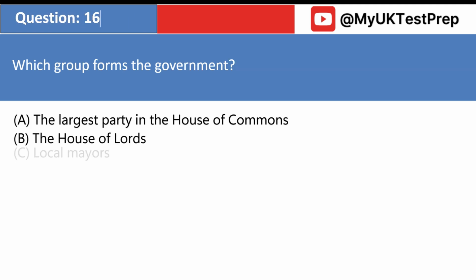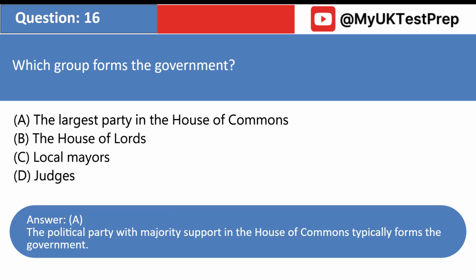Which group forms the government? A. The largest party in the House of Commons. B. The House of Lords. C. Local mayors. D. Judges. Answer: A. The political party with majority support in the House of Commons typically forms the government.